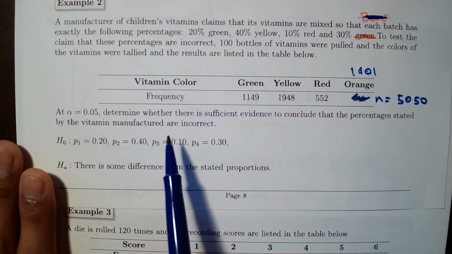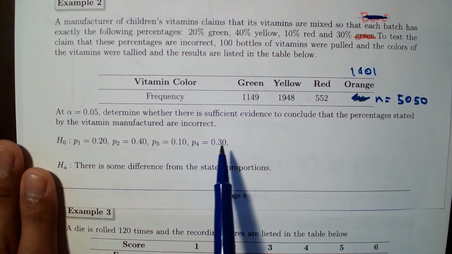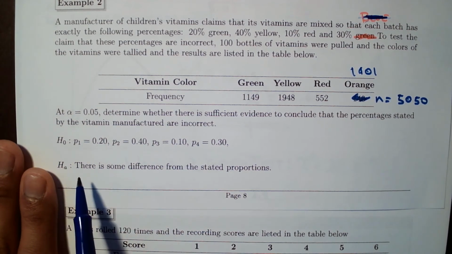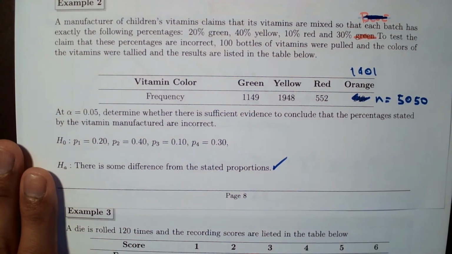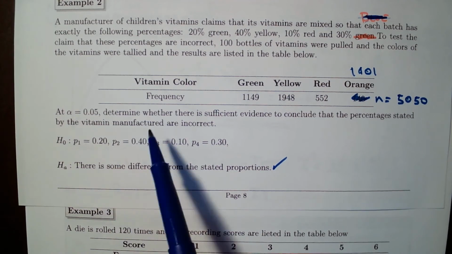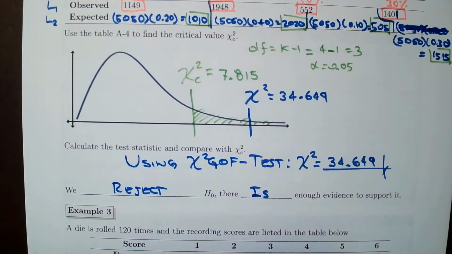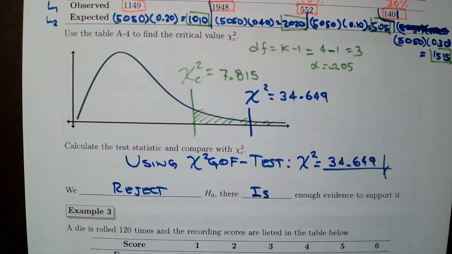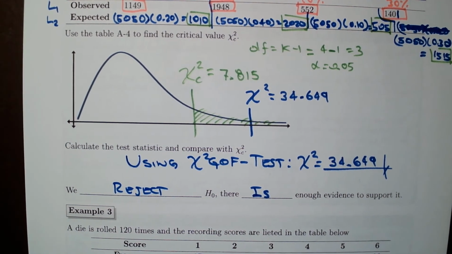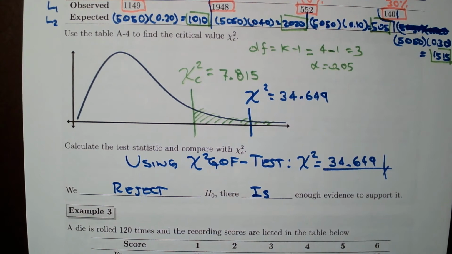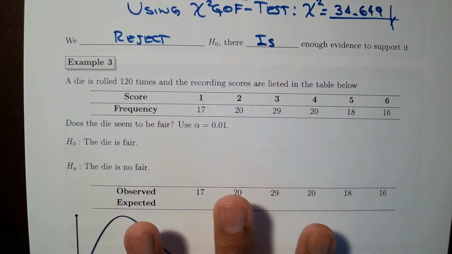The distribution of each, this is not the correct distribution, and in fact, there is a huge difference from the stated proportions. All right. So now we're going to do another very, very classical example in the chi-square distribution to determine whether a die is fair.